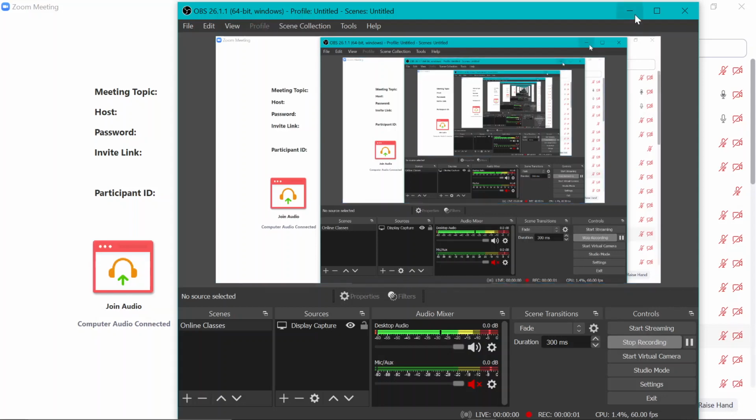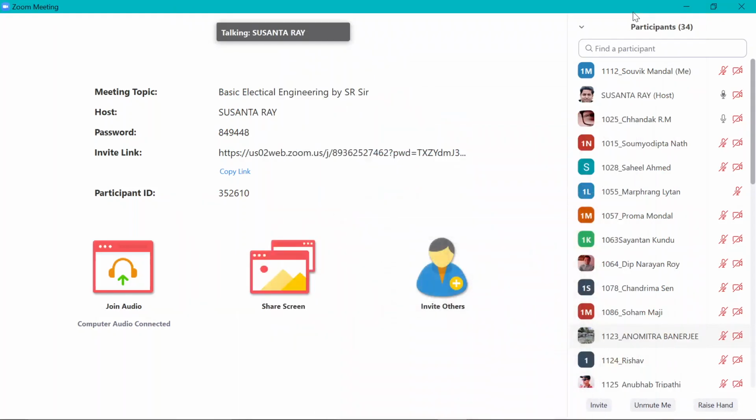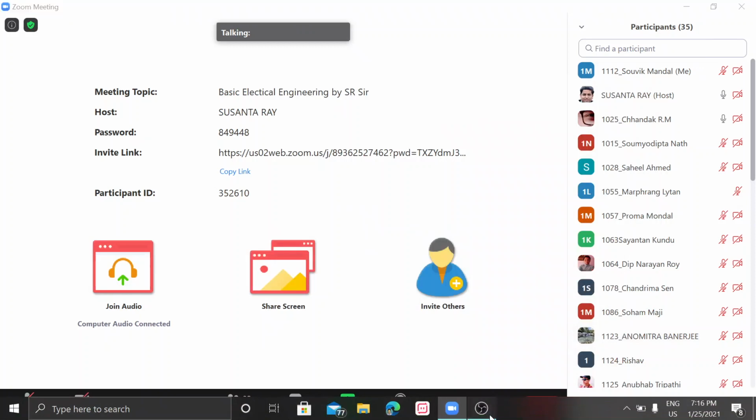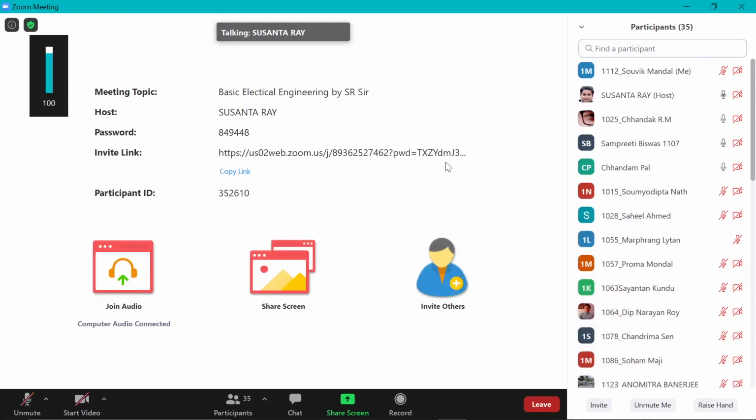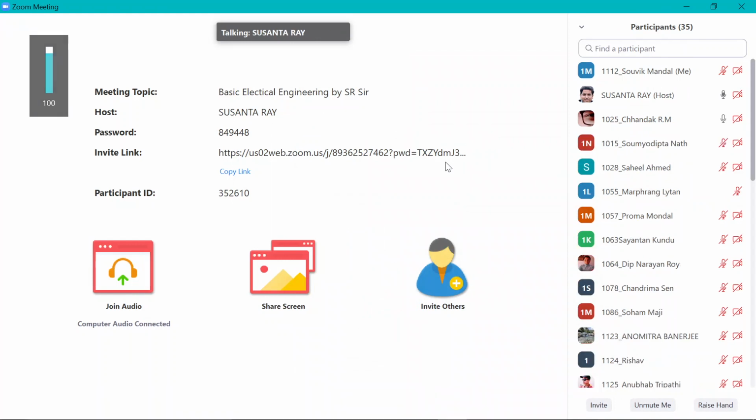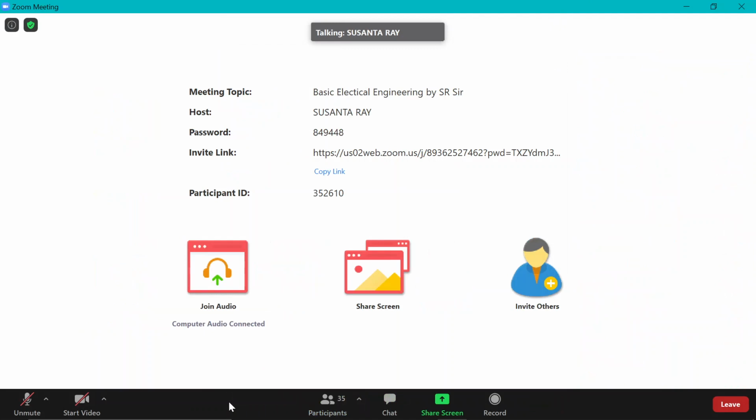So in the last class, we had a problem due to the connectivity. So therefore we couldn't continue. So let's start the class for today.